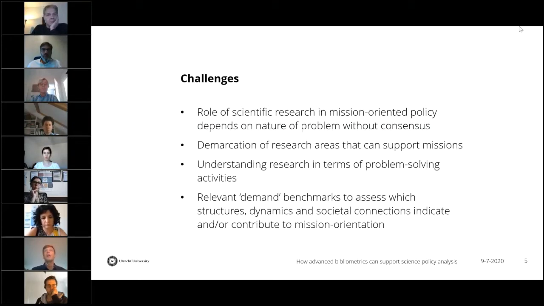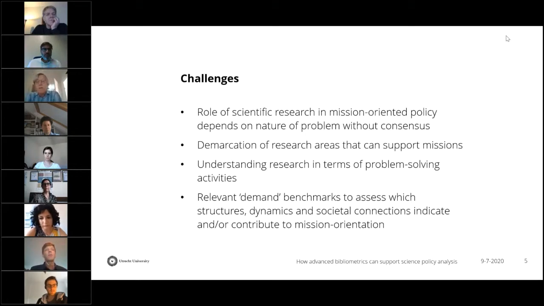The third challenge is, I think, to understand research in terms of problem-solving activities. If one moves to a mission-oriented approach, the unit of analysis becomes the problem-solving itself, or the solutions that are being delivered, and not so much the research. And the question of how you can characterize research in terms of solutions, that is not so easy, I would say.